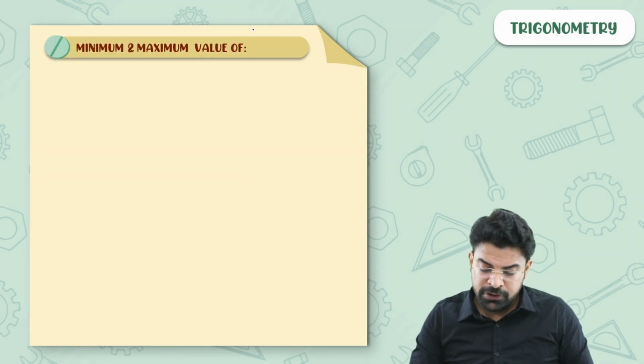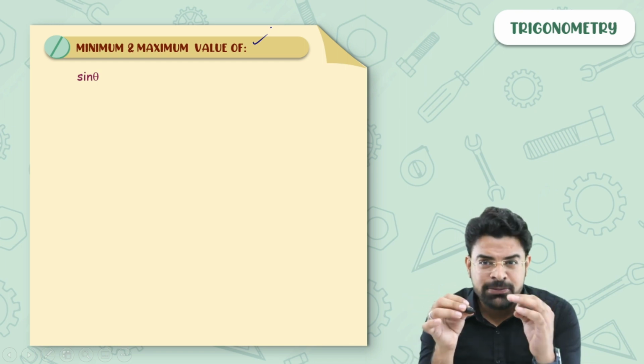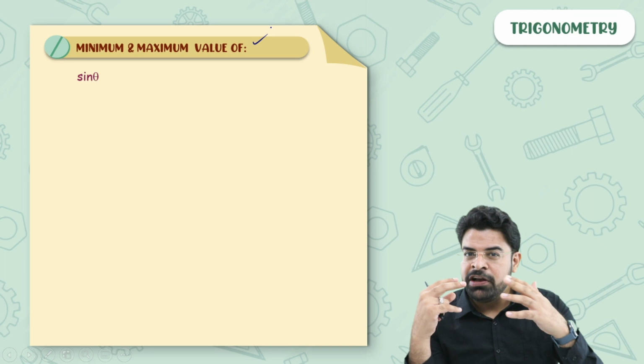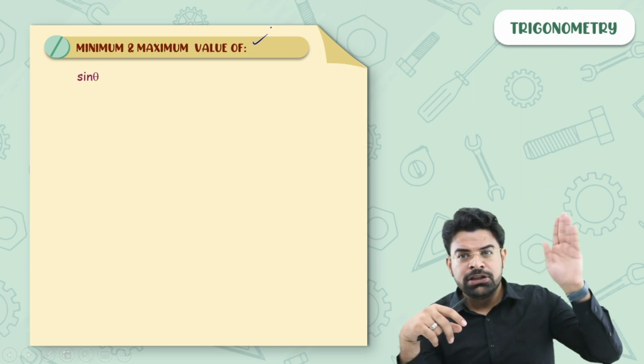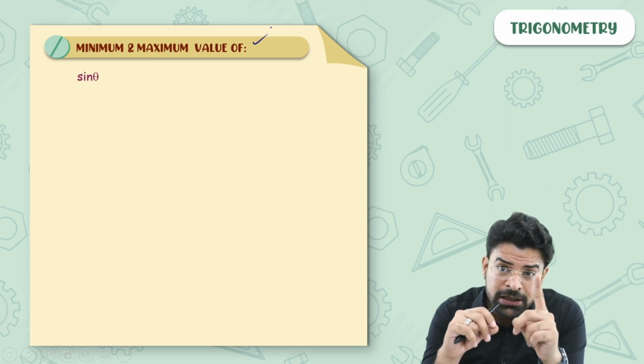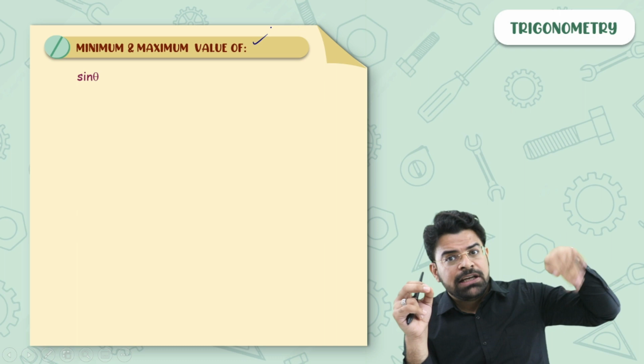So now we will talk about the maximum and minimum value of certain functions. What is the maximum and minimum value of sine theta? So you will say, sir, for sine theta, we remember the dance 0, 1, 0, minus 1, 0, 1, 0, minus 1. So the maximum possible value of sine theta is 1 when theta is 90 degree, and the minimum possible value of sine theta is minus 1 when theta is 270 degree.